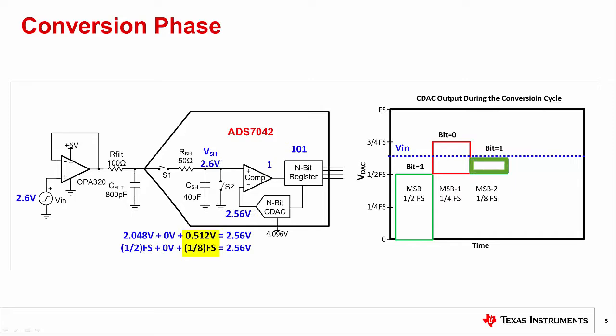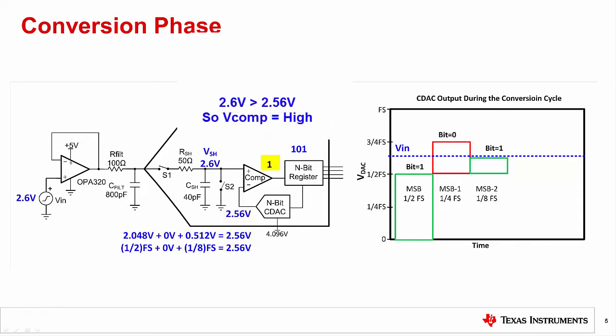For the next comparison, the DAC applies an additional 1/8 full scale so that the DAC output is 2.56 volts. This voltage is less than Vin, so the output of the comparator is a logic 1. Since the DAC test voltage is less than the input signal, this bit is turned on and is included in the subsequent tests. Notice that the register now has the results from the first 3 tests.